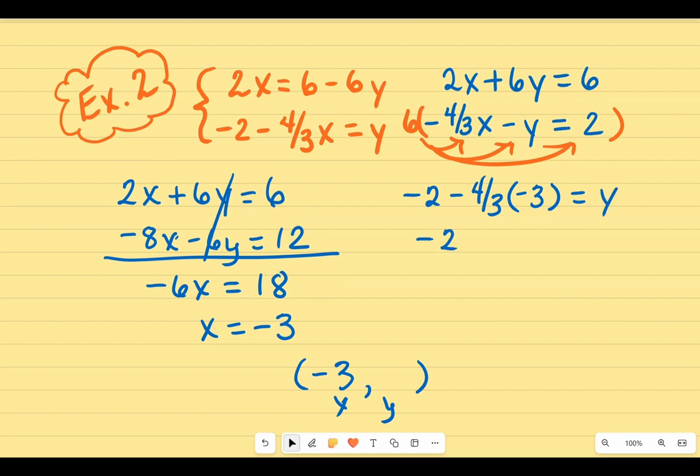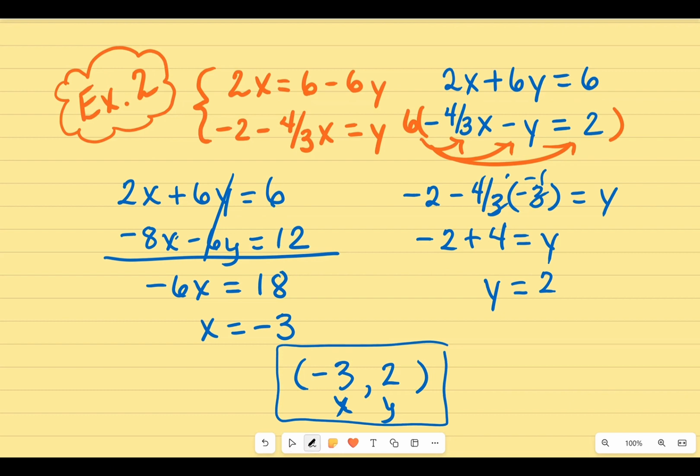Negative 2. Now you can do this one of two ways. If you see that the numbers are the same, you can just go ahead and cross that out, and that becomes negative 1. So negative 1 times negative 4 is positive 4. And set that equal to y. Or you could have said negative 4 times negative 3, which is positive 12, divided by 3, which is still positive 4. So it's up to you how you want to do that. And now once I simplify, y is equal to negative 2 plus 4, or 4 minus 2, which is 2. So when I'm solving the system, this is my answer. Again, I need both x and y.